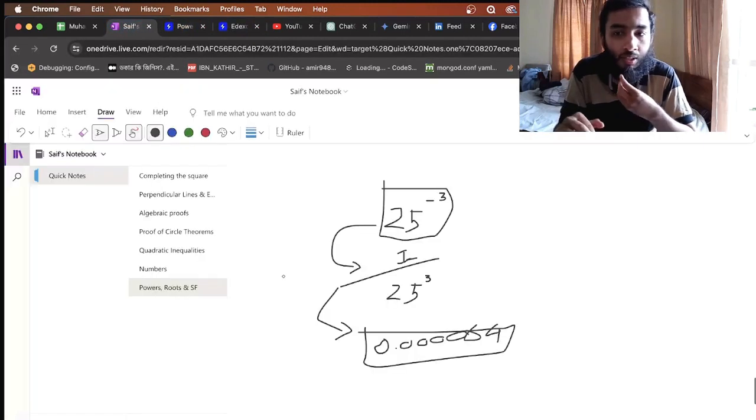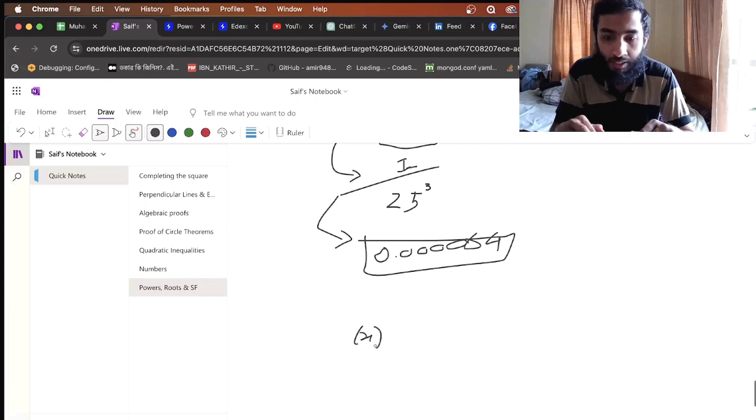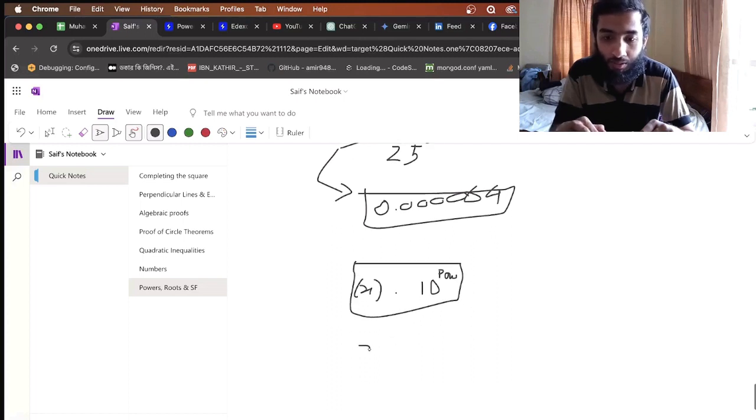So remember, the standard form which we discussed previously is what? Any number x multiplied by 10 to the power p. So this is the standard form representation of a number. So how can we represent 350 cubed, this number, in this representation? How can we do it?